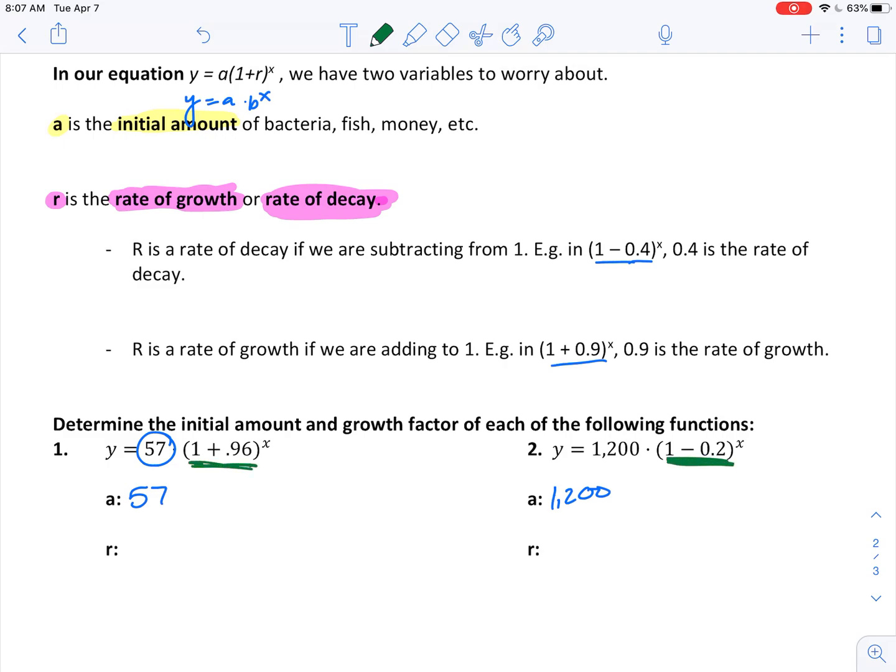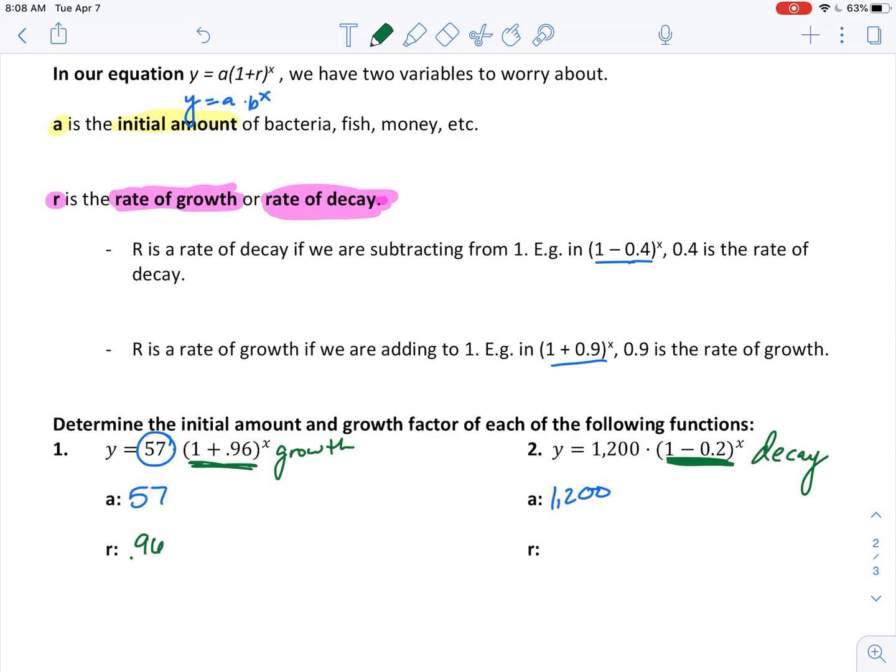And let's do the growth factor, the rate of growth, or the decay factor, the rate of decay. So we're looking at the parentheses here for our growth or decay factor. And we're saying, what am I adding or subtracting to 1? So since I'm adding here, I'm making it bigger than 1. This would be exponential growth, and my factor is 0.96 or .96, if you want to write it that way. Either way would be acceptable.